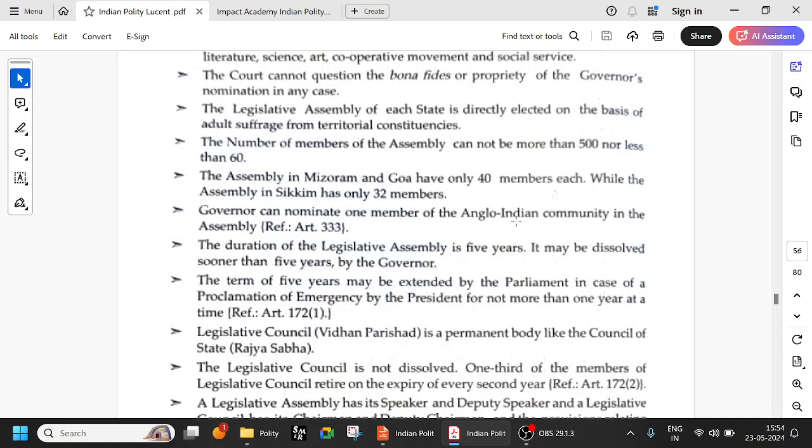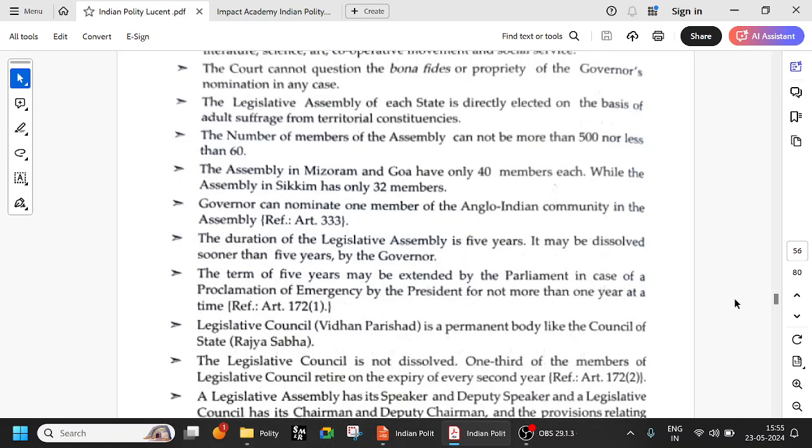The governor can nominate one member of the Anglo-Indian community in the assembly. We've just seen. The duration is 5 years. It can be dissolved. The term of 5 years may be extended by Parliament only in case of emergency by the President for not more than 1 year at a time. Article 172.